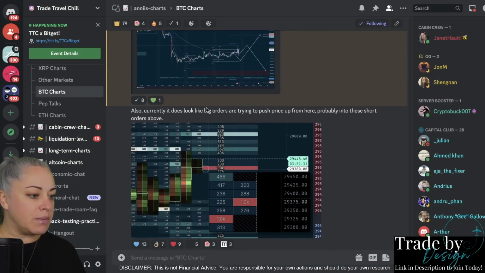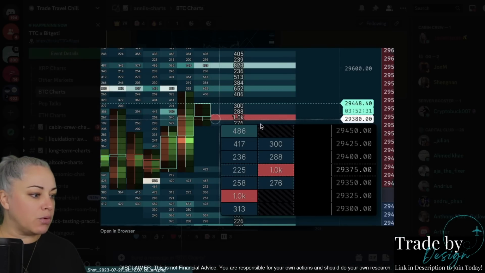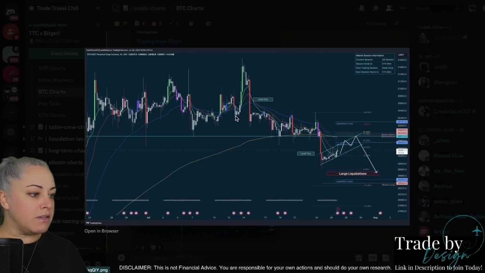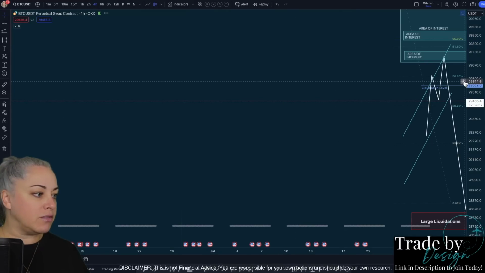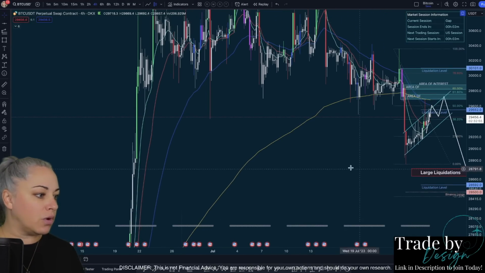At the time, we also had these heat map orders here at 29,375. That was under the current price during the FOMC. So that led me to believe that in this ideal scenario, following the FOMC, we were going to go a little bit higher. Now let me show you that 4-hour chart in full detail so you can see exactly what I was pointing out.